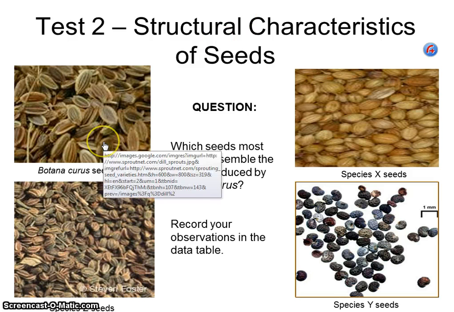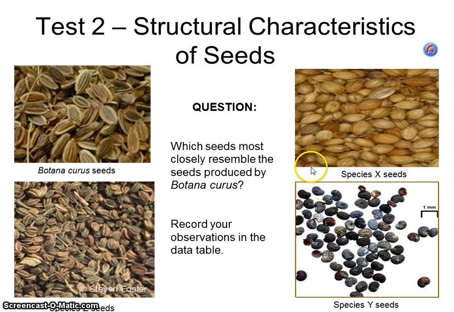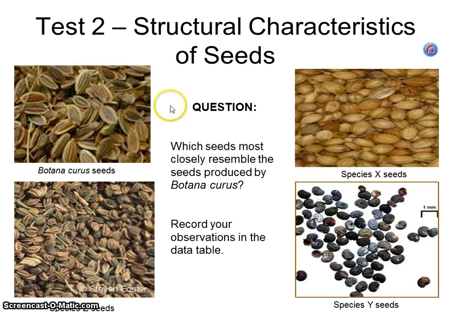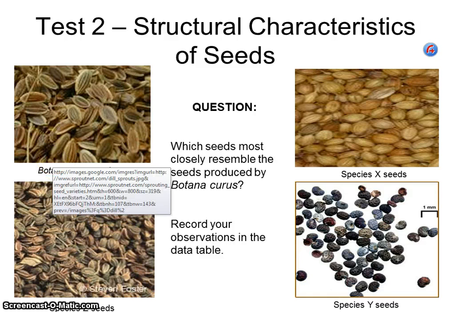Next thing that you're going to take a look at are the seeds produced by each one of those plants. So here's the seeds that are produced by Botanicurus, and then we have species X, Y, and Z. You're going to take a look at the seeds and see what structural characteristics they have that are similar to each other. And the same thing, on page 8 of your lab, you're going to write down the structural characteristics of each one of the seeds.